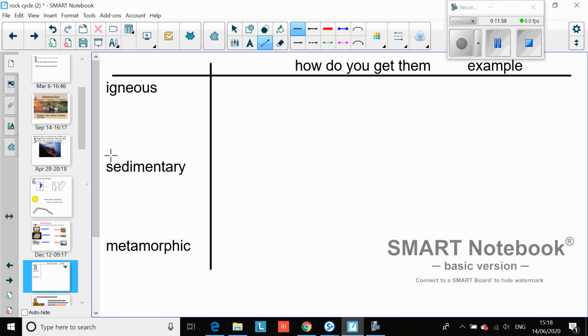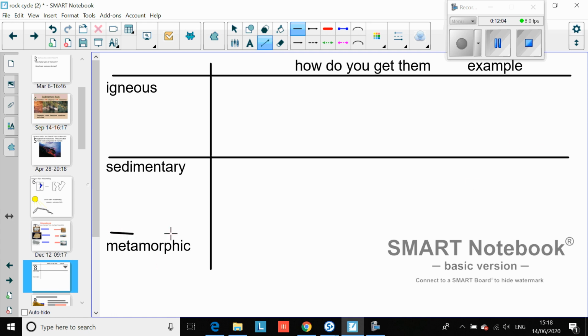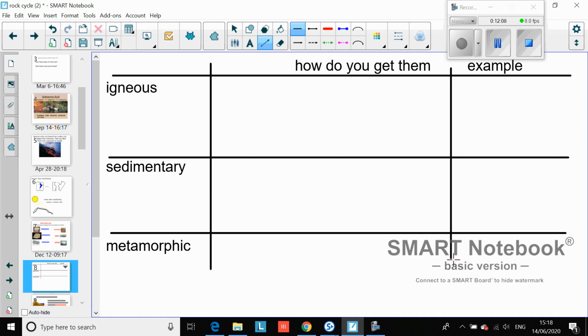And then you've got plenty of room to describe how you get... So yeah, a really simple table, please, describing how you get an igneous rock and an example of igneous rocks, how you get sedimentary rocks, and how you get metamorphic rocks. Okay, so pause the video and do that now, please.